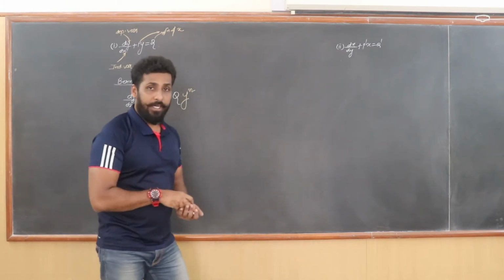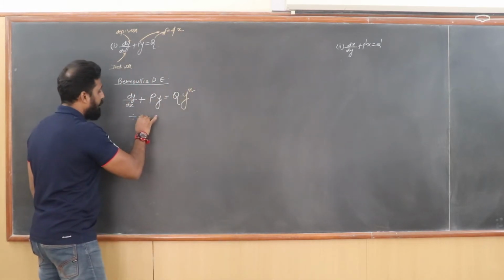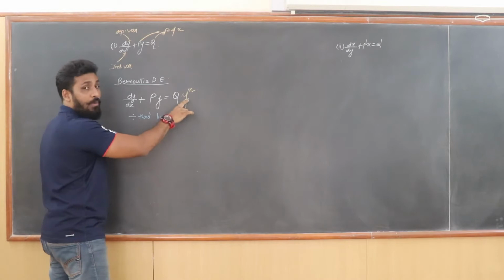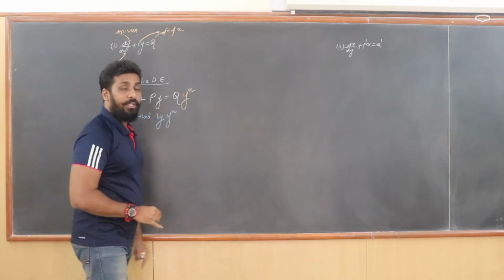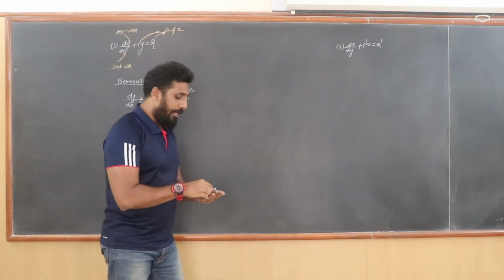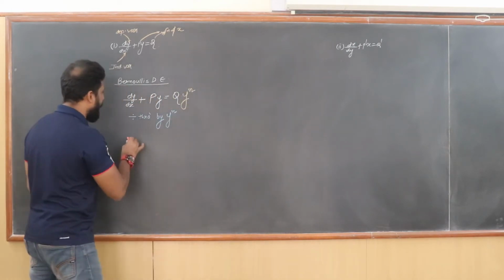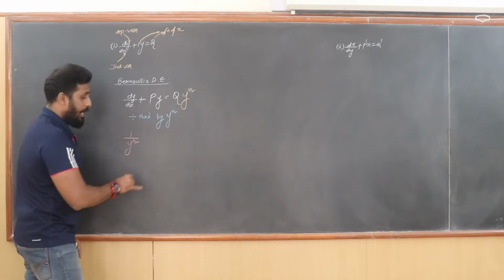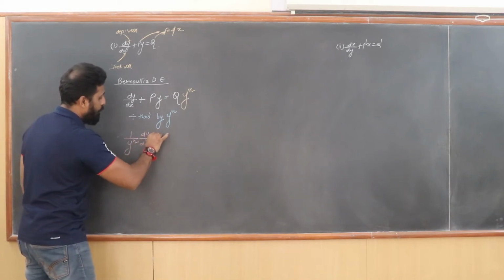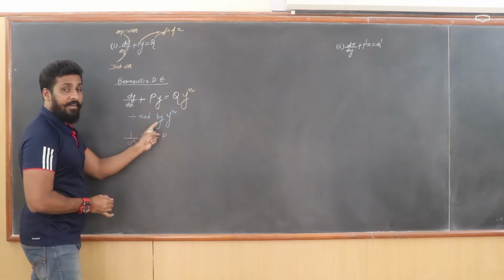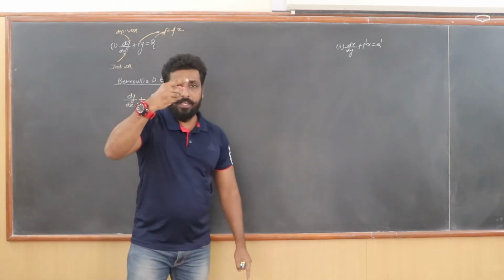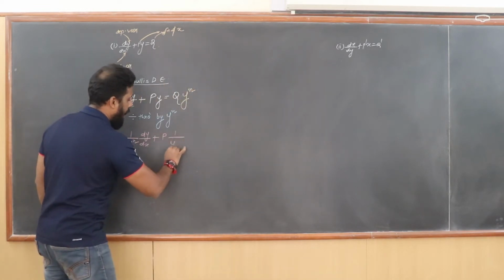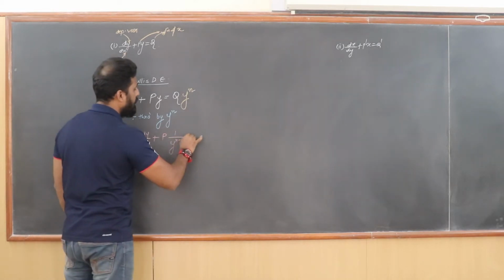The next thing that you should be doing is divide the entire equation throughout by the highest power of y, which is y raised to n. So if I divide the entire equation throughout by y raised to n, see what changes I'll be getting. Dividing throughout by y raised to n, the first one becomes 1 upon y raised to n, and then I'll write dy by dx. Then plus p, y gets divided by y raised to n. So y in the numerator, y raised to n in the denominator. So one of the y will get cancelled, and I will be getting 1 upon y raised to n minus 1 is equal to q.